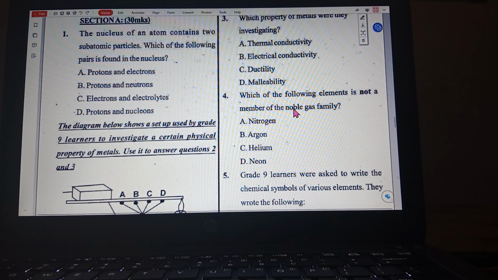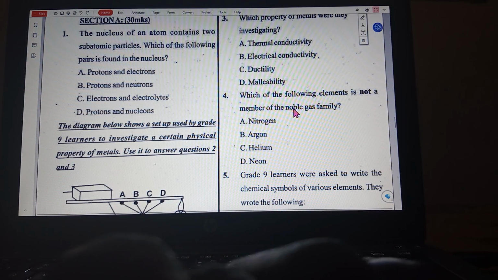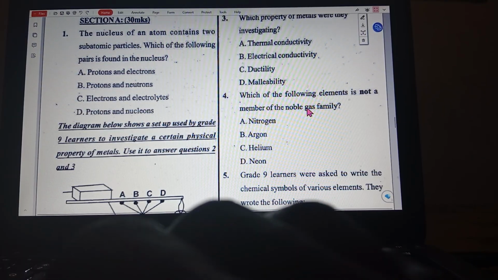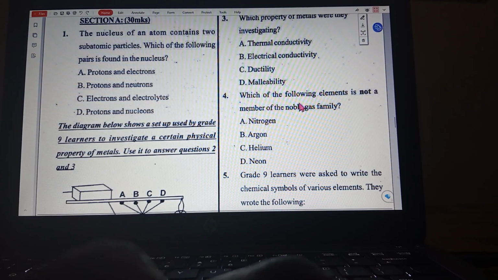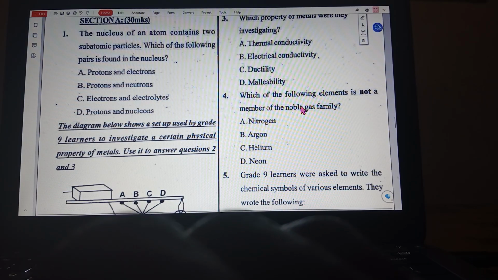these are elements whose outermost energy level is full. The outermost energy level of noble gas elements is always full. The outer ring has the maximum number of electrons. Let me repeat. All noble gases, when you look at their outermost energy level, it is always full. What do we mean by full? It contains the maximum number of electrons.